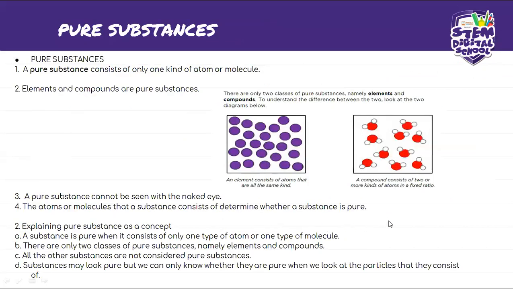Now, you remember previously we also looked at pure substances, and we said pure substances are substances consisting of what? Only one kind of atom or molecule. Examples of pure substances are elements and compounds. Take note. So let's look at this diagram.